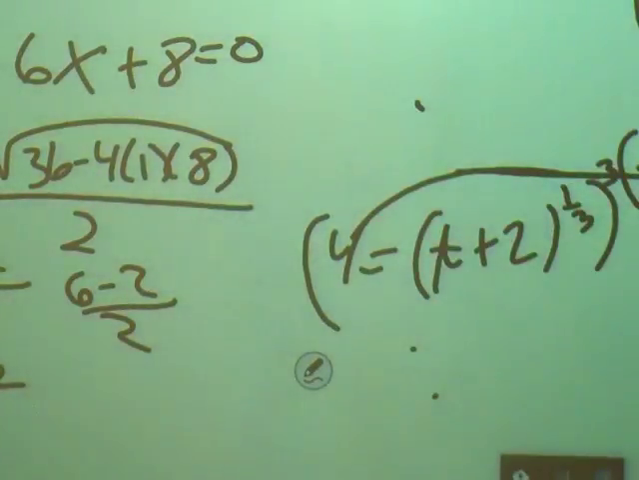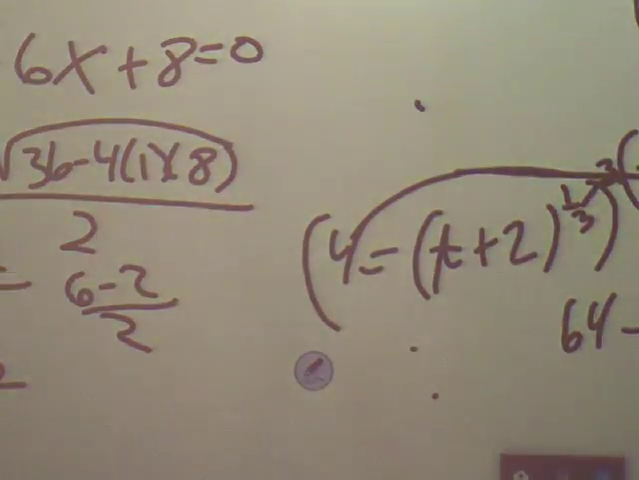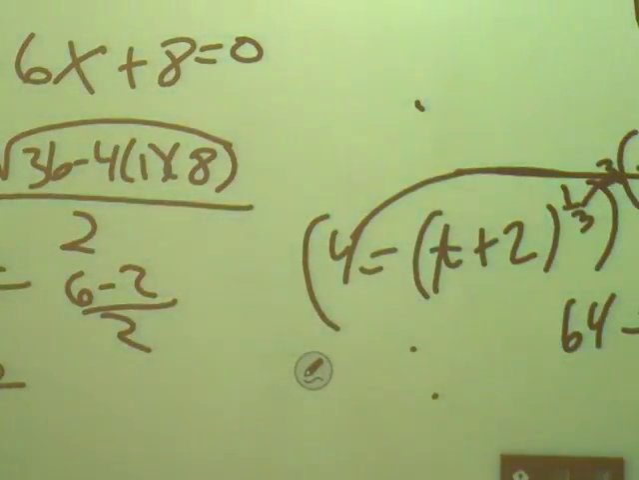4 cubed, 4 times 4 is 64. That cancels that out. It's just t plus 2. So all you got to do is subtract your 2. You got a t of 62. Okay, now do the same thing with the 2. If you had a 2 cubed, this would be 8. What's 8 minus 2? That's it.